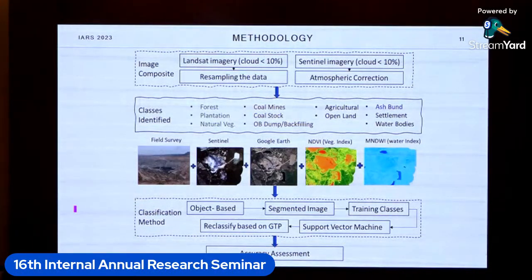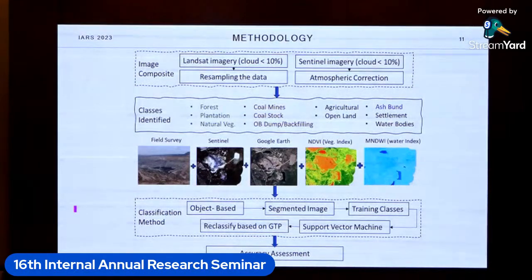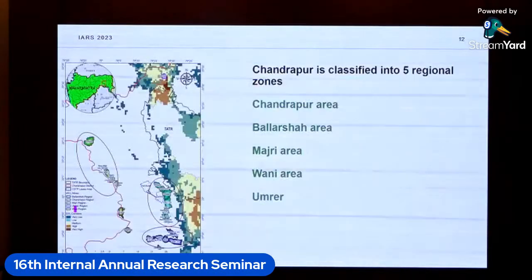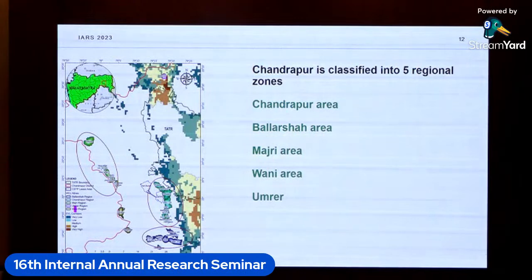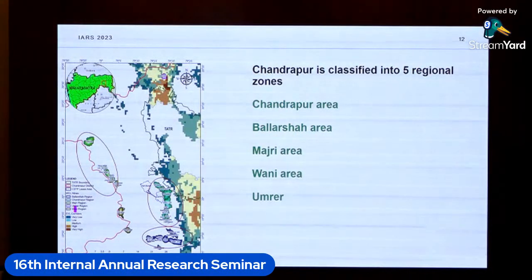According to the literature, these two indices are good for identification because due to the mine, the vegetation is very low. You can identify it easily using NDVI. For NDVI classification, we used support vector machine, and if some errors were there, we reclassified it. Coming back to the landscape, Chandrapur is classified into 5 regions: Chandrapur area, Ballarshah, Forest area, then Warora area.